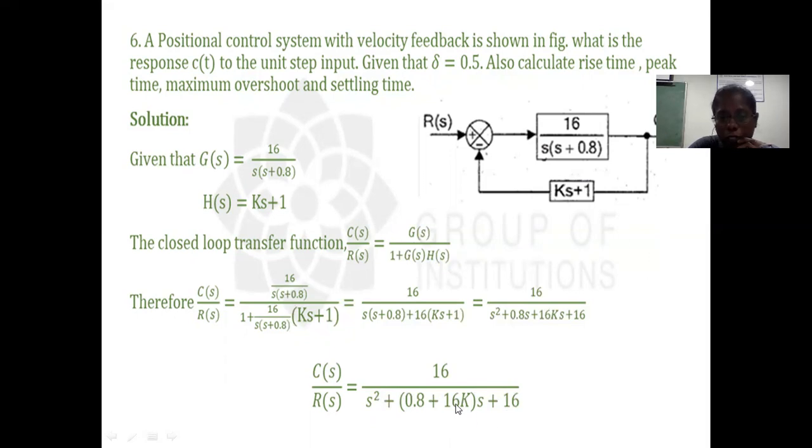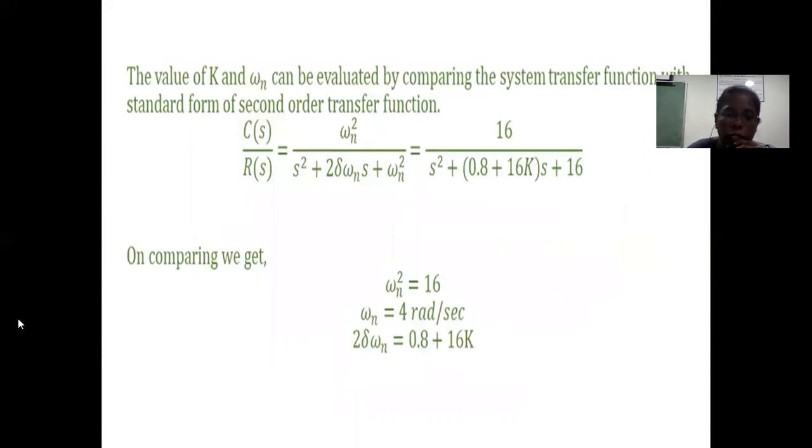Now, our aim is to find this K value. So the first step is to get the K value. We are going to compare this transfer function with the generalized second order system transfer function, which we derived already. The generalized second order transfer function is omega n square by S square plus 2 eta omega n S plus omega n square. By comparison, we can see that omega n square is equal to 16. To get omega n, just take the square root, so omega n will become 4.